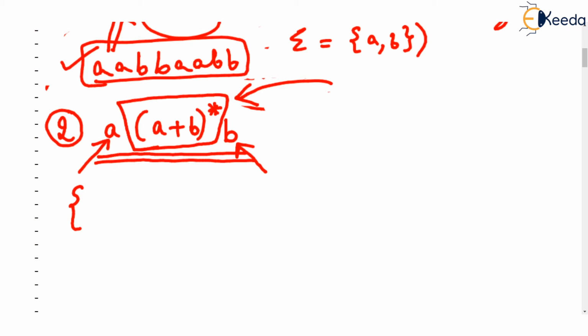That means this middle component between A and B can be empty also, because there is a closure here and closure includes epsilon. So what will be the smallest string? It will be AB. I hope you are understanding. Epsilon is a part of this, isn't it? What else? We can have AAB. How come? How can we have AAB here?